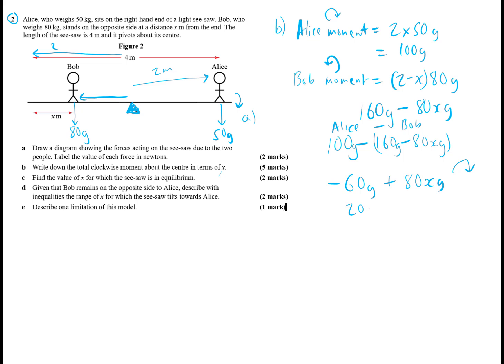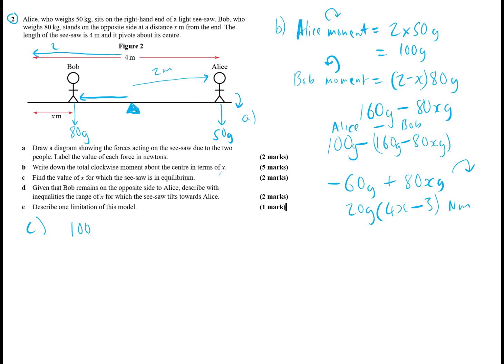That's going to be 20g. We have the 4x here and minus 3 Newton meters. That's the total clockwise moment. Let's do C. Find a value for x for which the seesaw is in equilibrium. So that means both sides are equal.